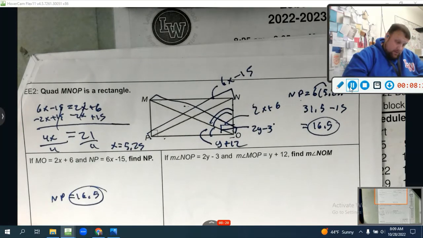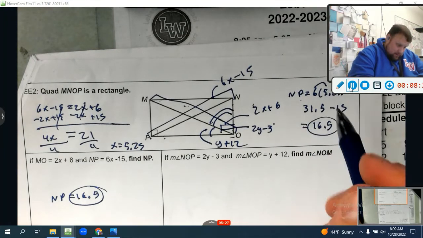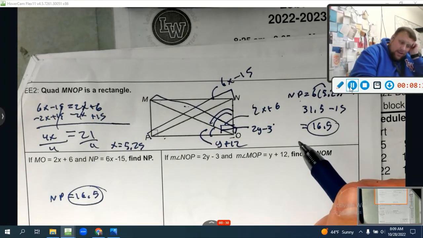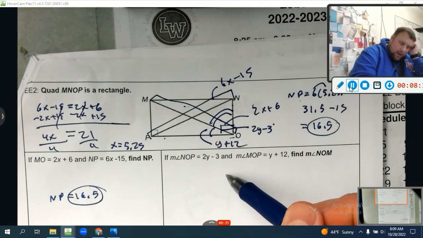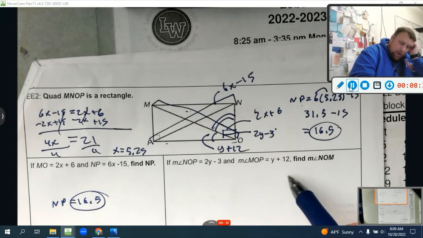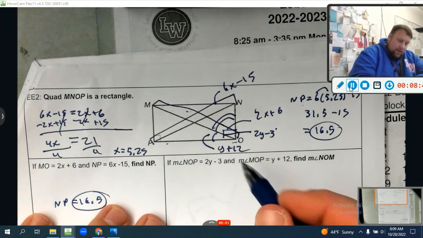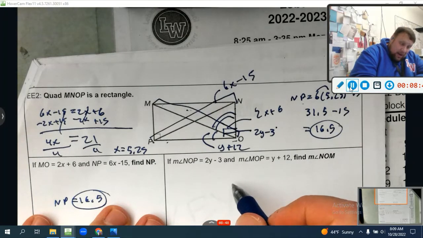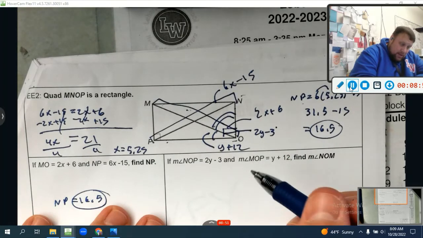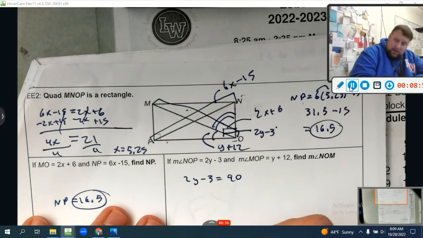All right, well, how do I want to go about this? Honestly, the easiest way, guys, there's so many ways I can go about this. I could say 2y minus 3 minus y plus 12 is equal to whatever that is. But really, I think the easiest thing to say is, I know that NOP is 90 degrees because this is a rectangle. So if I know that 2y minus 3 equals 90 degrees, right?